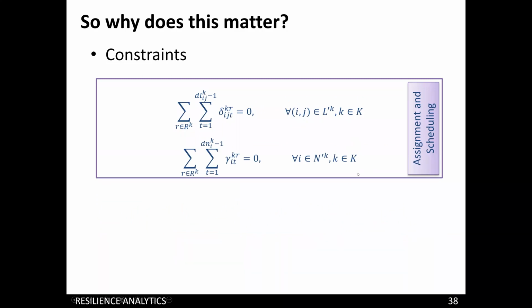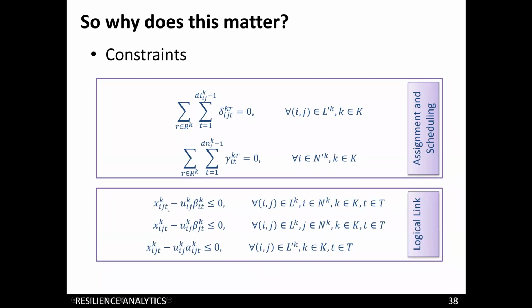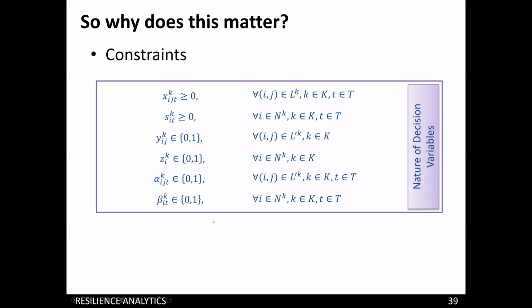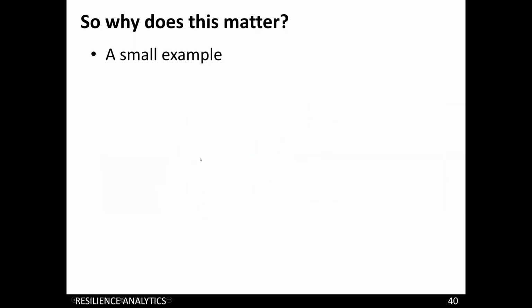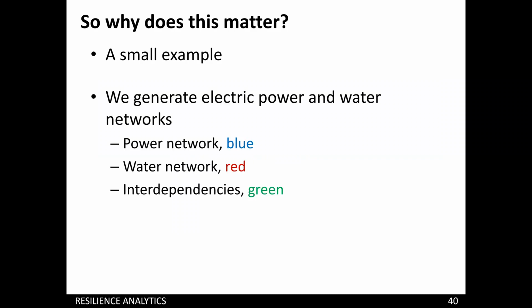Here's a couple more. These describe the improvement in flow depending on the extent to which a disruption is being restored, essentially. So if we're scheduling for different nodes or different links at different points in time, that means there's some improvement to the disrupted capacity going on in those nodes and links. And then finally, some constraints describing the nature of the decision variables. Are they non-negative? Are they binary? And so on. And so what do we get here from a small example that's contrived?